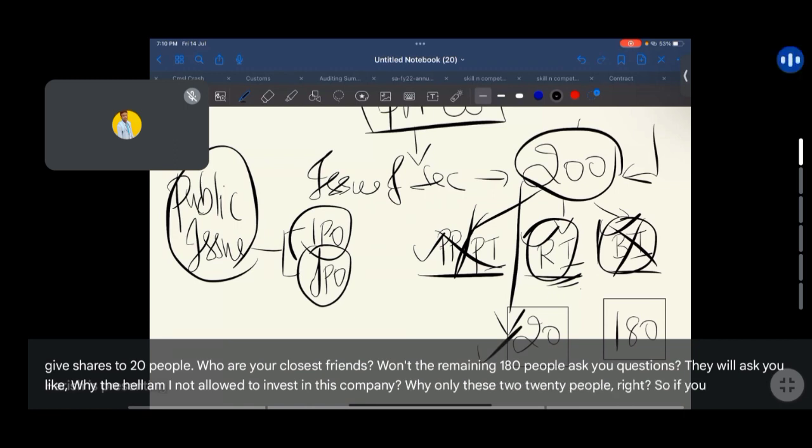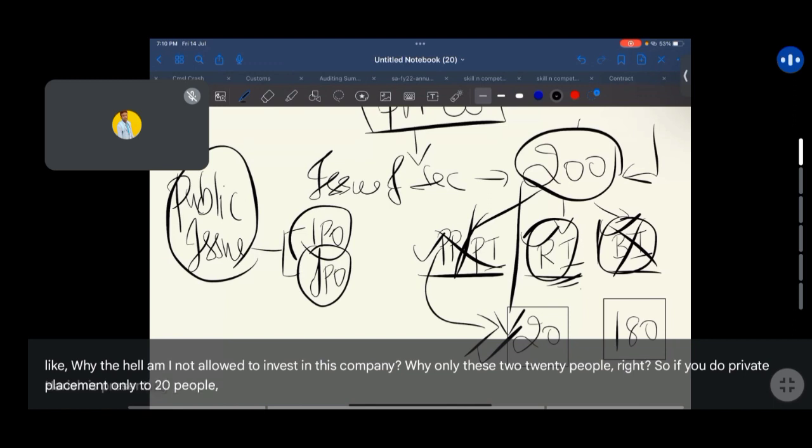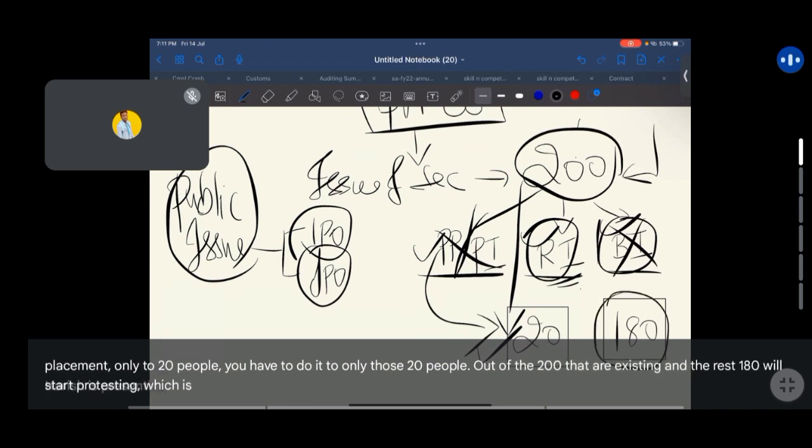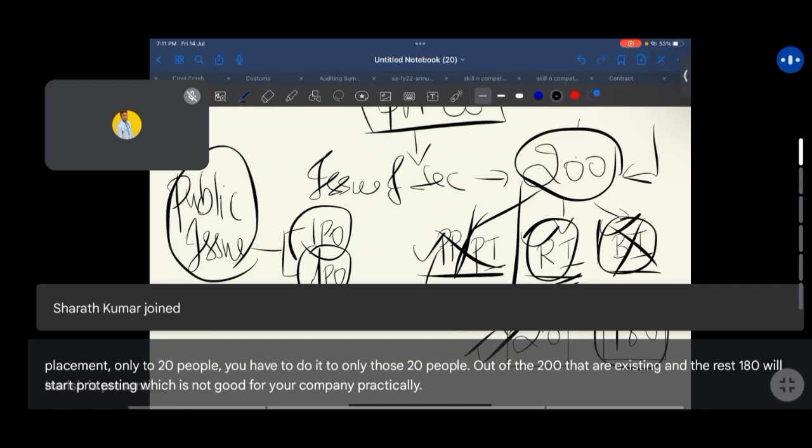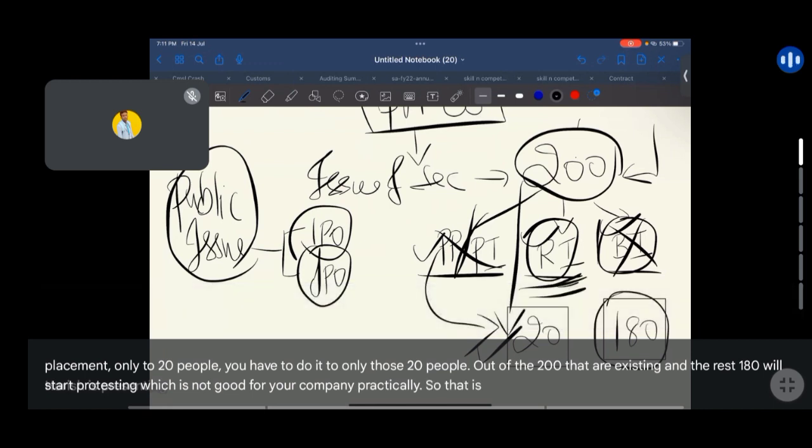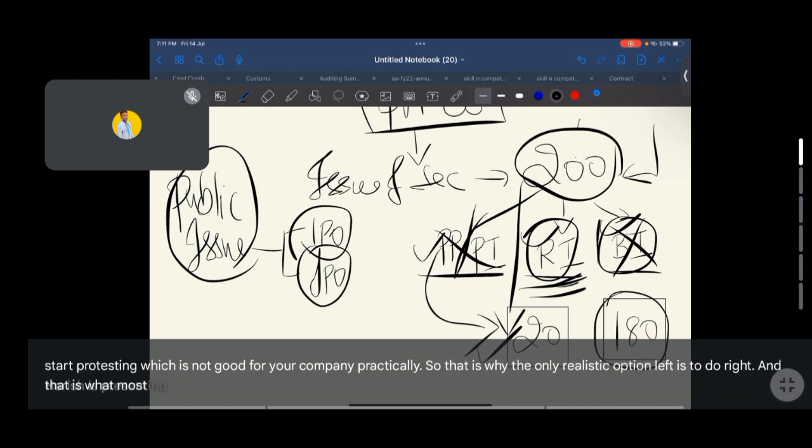So if you do private placement only to 20 people, you have to do it to only those 20 people out of the 200 that are existing. And the rest 180 will start protesting, which is not good for your company practically. So that is the only realistic option left, is to do a rights. And that is what most private companies end up doing anyways.